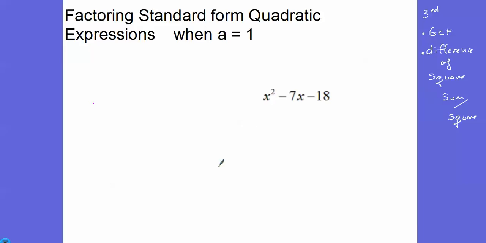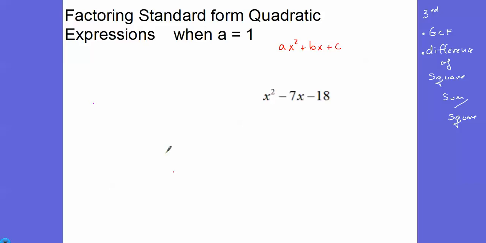Alright, this third one is about factoring a standard form quadratic expression when a is equal to 1. Recall that a standard form quadratic is in the form of ax squared plus bx plus c. We've graphed these. We know how to find the vertex. We know how to find the axis of symmetry. In fact, we have to do that first. What we are going to now do is to unmultiply these.